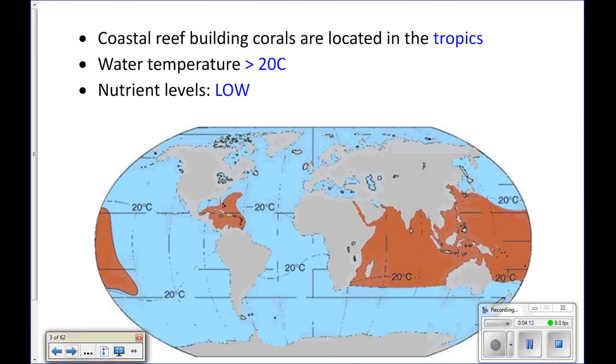So, where do you find coral reefs worldwide? Well, everywhere that's in red is where you'd find them, which is in the tropics. Okay, the tropics.